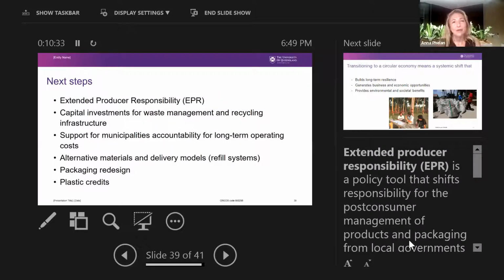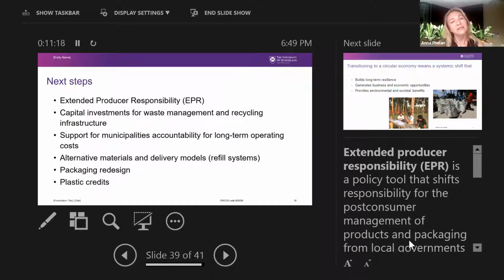And just to wrap up, what are the steps forward that we're seeing? Extended producer responsibility schemes. These are policy tools. We're seeing quite a bit of them coming through the EU, India, and Canada, and these legislation frameworks really help bring that responsibility, but also support the producers to ensure that the plastic doesn't end up in the ocean. A lot of investment in waste management infrastructure and recycling capabilities, support for municipalities, long-term, especially in emerging economies.